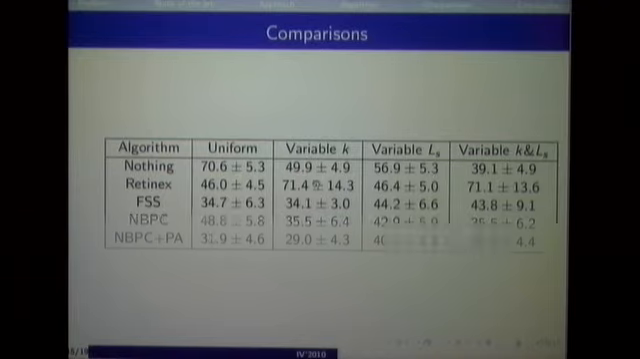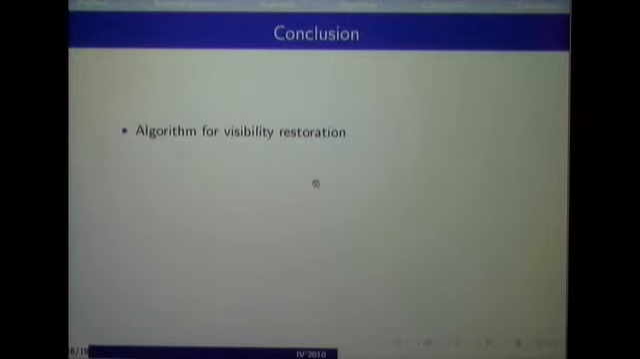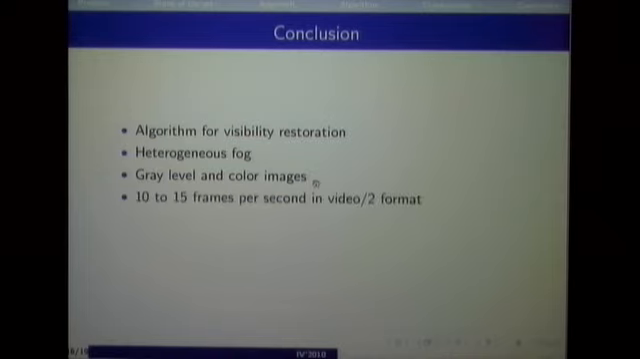As a conclusion, we proposed an algorithm for doing visibility restoration. This algorithm is a local algorithm, so it's able to work with uniform fog, but also with non-uniform fog, as shown by previous results. It works with gray level as well as with color images. Its speed is not too slow. It's able to process 10 or 15 frames per second at video over two formats. And it is dedicated to road images.